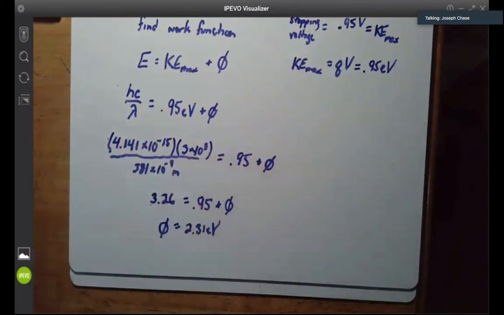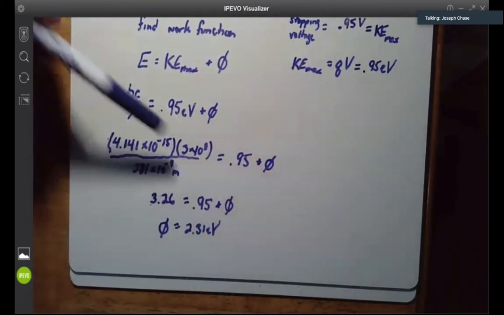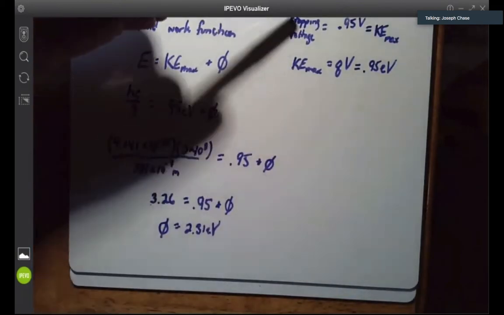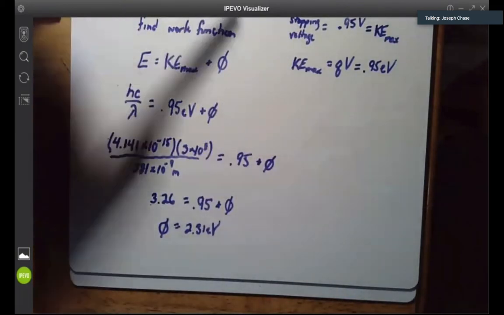And the work function for different metals is going to be different, but as long as you're working with the same metal, the work function should be the same. So let's try this. These things are just barely making it out. So what we're going to do is make a shorter wavelength, which should give us more energy to work with.